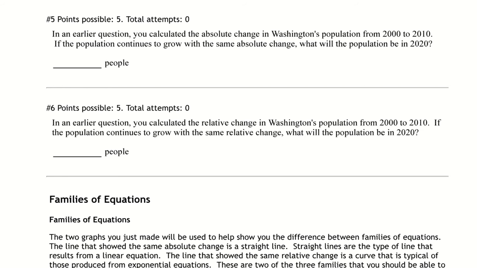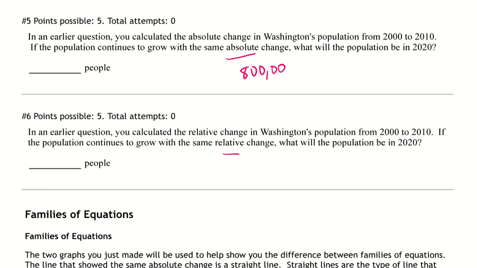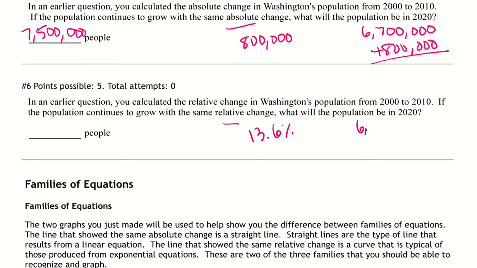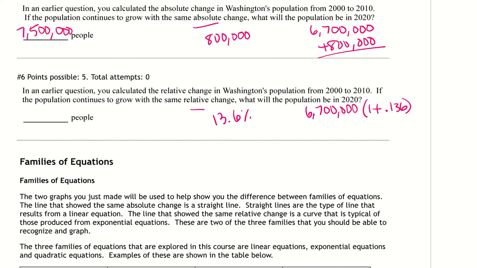So let's look back at what the absolute and the relative change were, and then we'll be able to apply it moving forward. So the absolute change was 800,000, and then the relative change was 13.6%. So in 2010, we had 6.7 million. So then we would just add 800,000 to that to figure out what the 2020 population would be. That's our constant change. Now, if it's a relative change, we would take that 6.7 million and multiply it by 1 plus that relative change, or that percent change. And when I plug it in the calculator, I get 7,611,200.